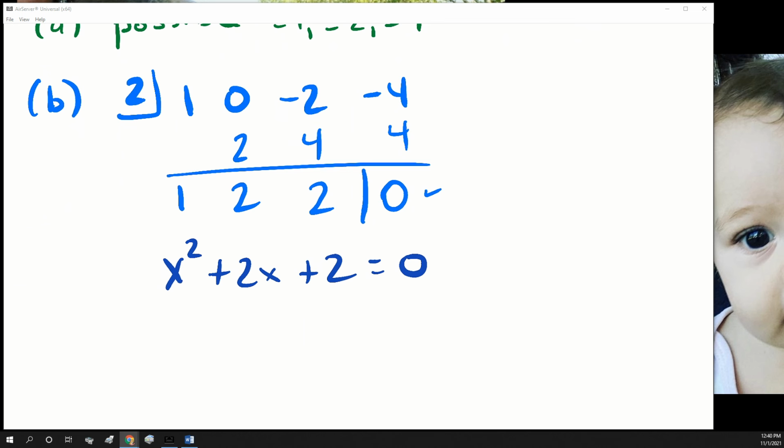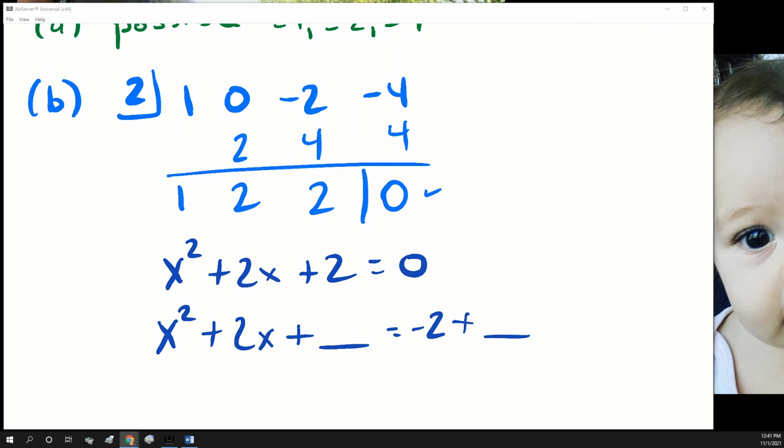Is this one going to factor? No. There's nothing that adds to get 2 and multiplies to get 2. That doesn't exist. So we're going to have to do something else. Would this be a good one to solve by completing the square? If you like completing the square, yes. So if this is 1 and this is even, it's a good one to do that. If you hate completing the square, you don't have to do it. You can do the quadratic formula. It's up to you. I want you to be good at both of them, actually.